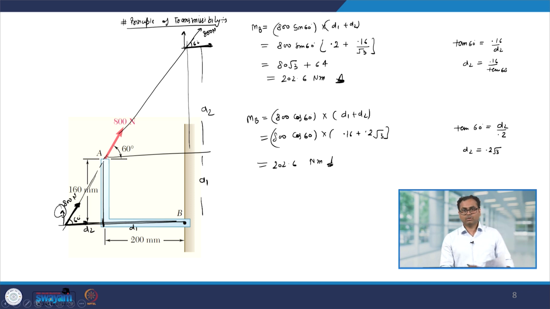So, we have seen using various principles like the principle of transmissibility, moment equal to r cross F or F d, we get the same result. So, there are various ways that you can find out the moment, and with this let me stop here and let us see you in the next class. Thank you.